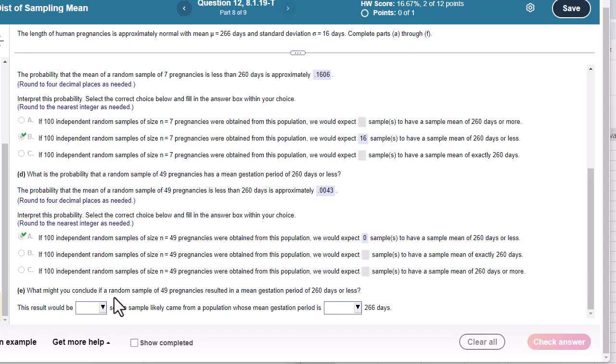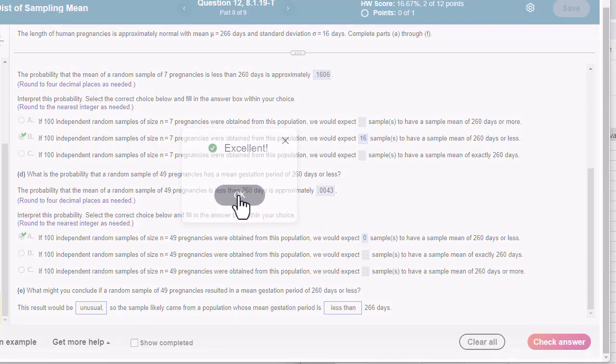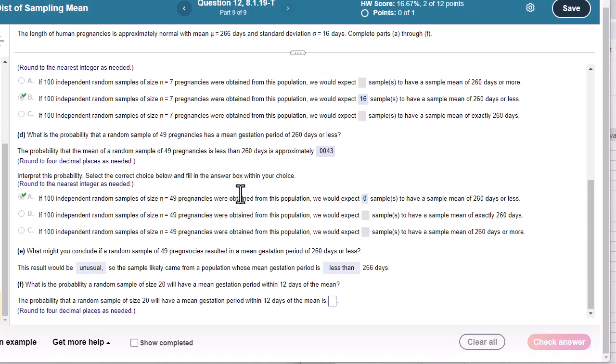What might you conclude if a random sample of 49 pregnancies resulted in a mean gestation period of 260 days or less? Well, that's pretty unusual, right? So the result would be unusual. So the sample likely came from a population whose mean gestation period is indeed less than 266. It's probably not equal to, and definitely not more than. All right, so I hope that helps.